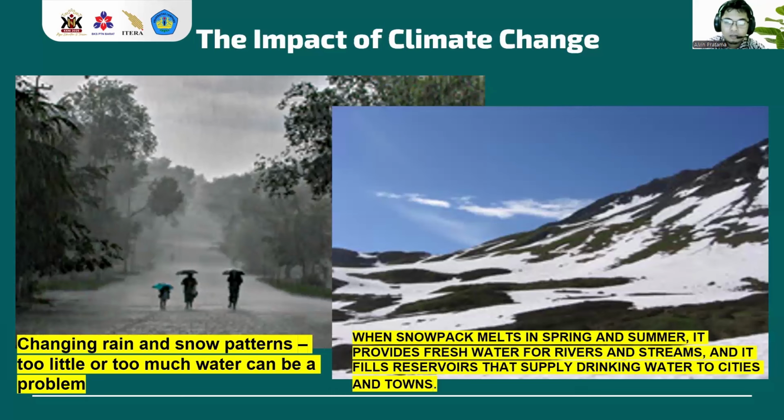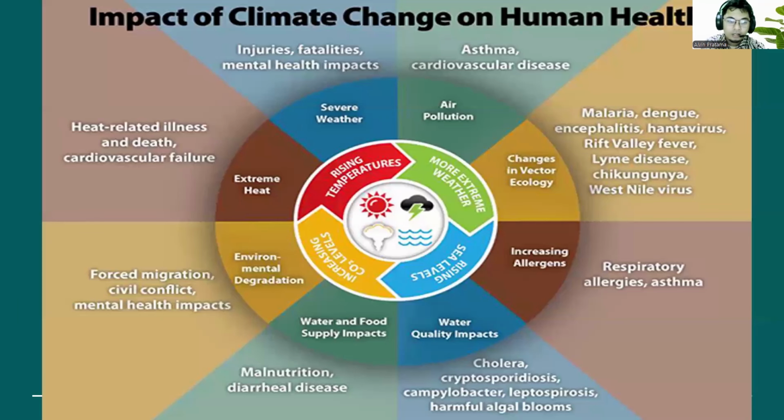These impacts are becoming more visible and more dangerous, which is why urgent action is needed to reduce emissions and adapt to the changes that are already underway. And this is the impact on human health. As we see in the diagram, climate change influences health in many interconnected ways.